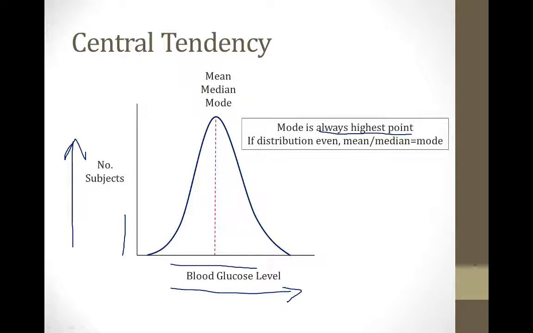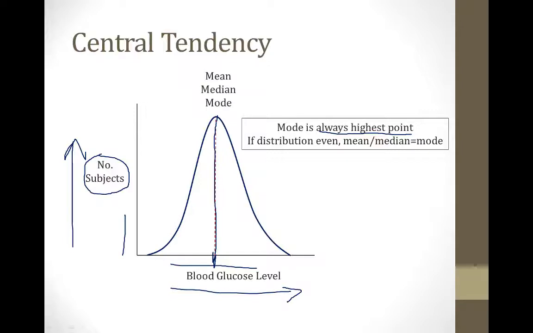Remember, the mode is the number that occurs most commonly, and we have number of subjects over here on the y-axis. So that's the number of times that recording occurs. So whatever this blood glucose level is the most common, and that's why it's the highest point on the curve.